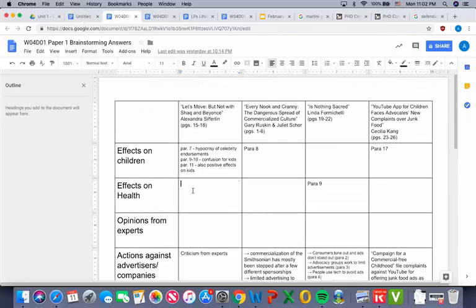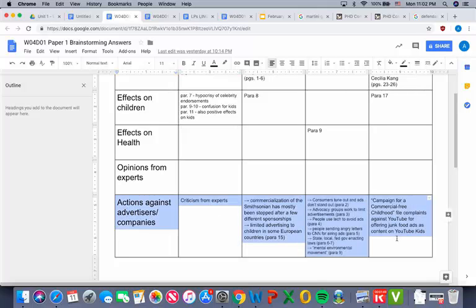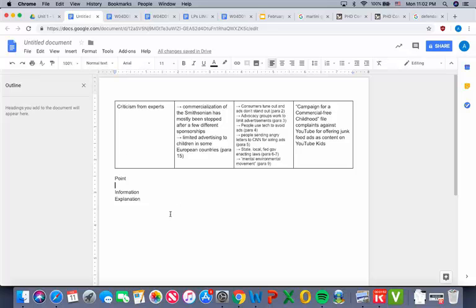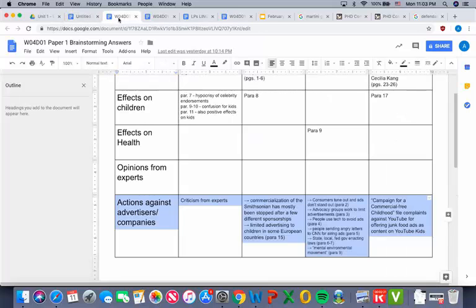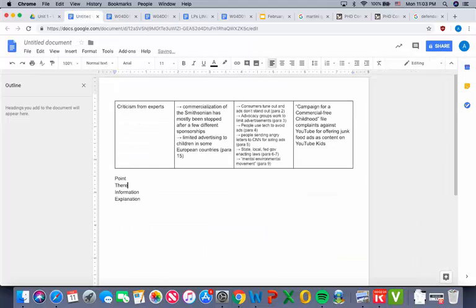So I am taking this row, actions against advertisers and companies. I just copied it into this document where I have this information from the 4 different articles. And I'm going to make a kind of choppy paragraph that is going to be a good rough draft, a good starting point. So let's start out by saying, there have been a lot of actions taken against advertisers.